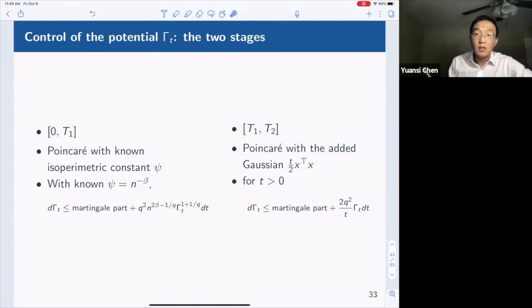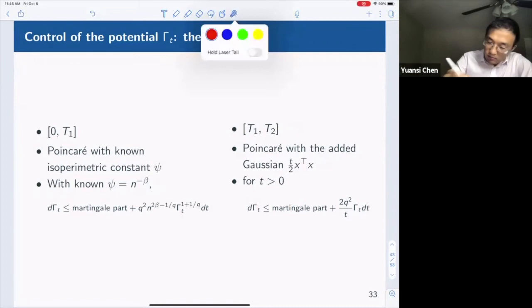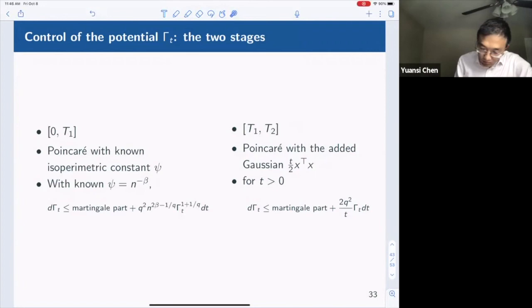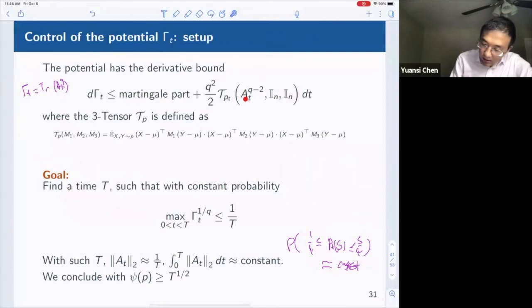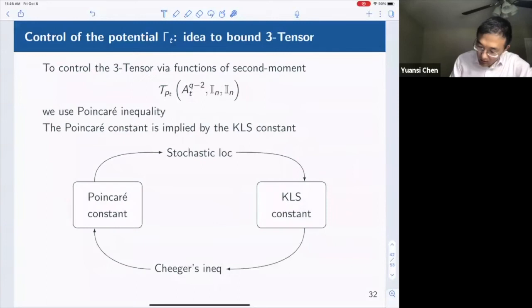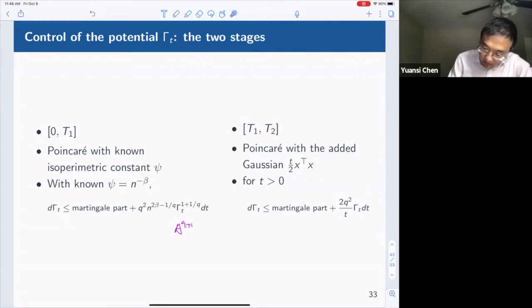Let's try to work out a little bit of the math, but you don't have to follow all the steps if it's getting too complicated. So you get the differential equation for d gamma t, and you have a third order tensor part. Why is it of this form? Roughly you have A to the power q minus 2, but you have these third order moments appearing. So that's why it's roughly A to the power q plus 1, and that's why it's roughly gamma to the 1 over q. And here you use the original isoperimetric constant that appeared here, like n to the power minus beta, the isoperimetric constant.